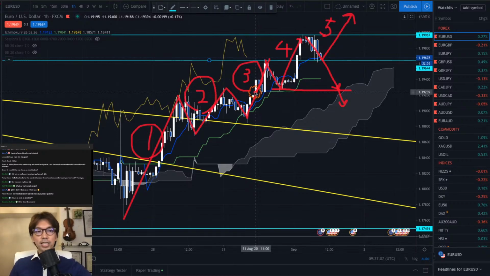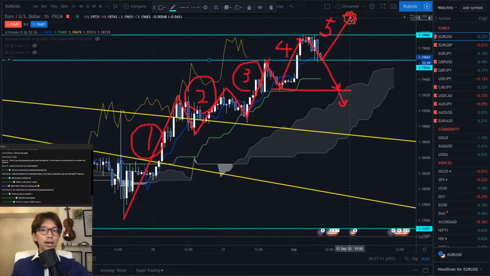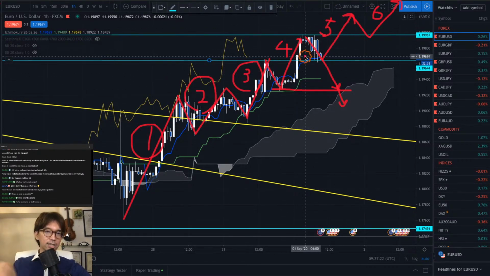And also, if we start to see the fifth wave, then there might be a sixth wave afterwards. So 1, 2, 3 is one chunk, and 4, 5, 6 is another chunk. If we start to see the next bullish N wave after this candle, then this might be the 5th wave, and a 6th wave can be expected.